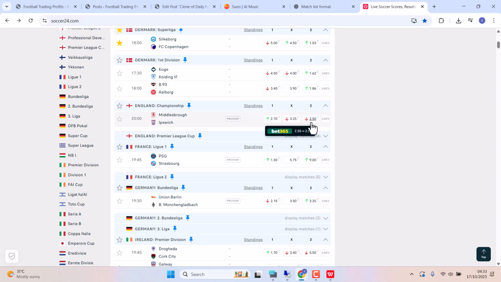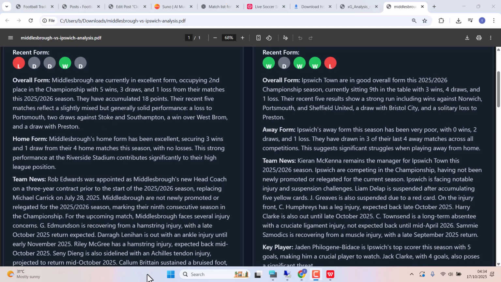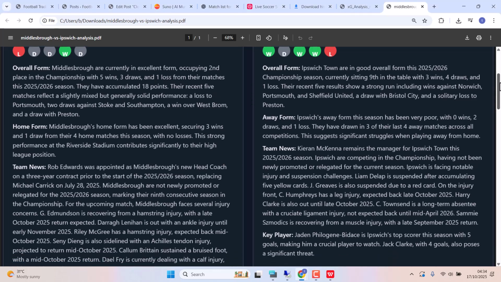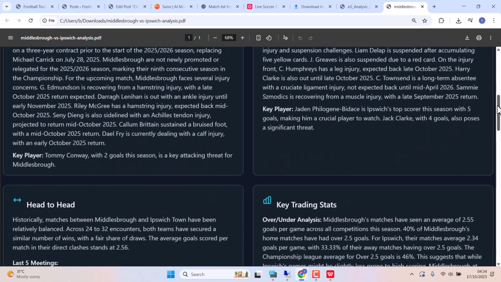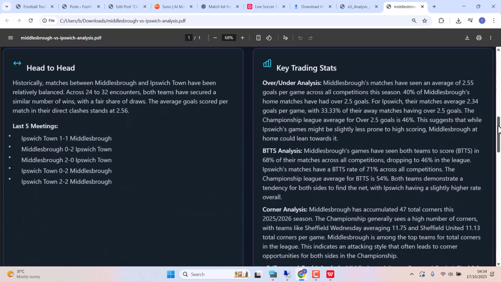Middlesbrough and Ipswich, let's take a look at this. 2.5 to 7. The favourite tells you that this is a difficult match to read. Well, from the AI report, you can immediately see that both of these sides find losing difficult. Hence, the odds I would suspect today. Head-to-heads, well, it was even Stevens last time these two met. It would be nice if AI would have given me the dates there.